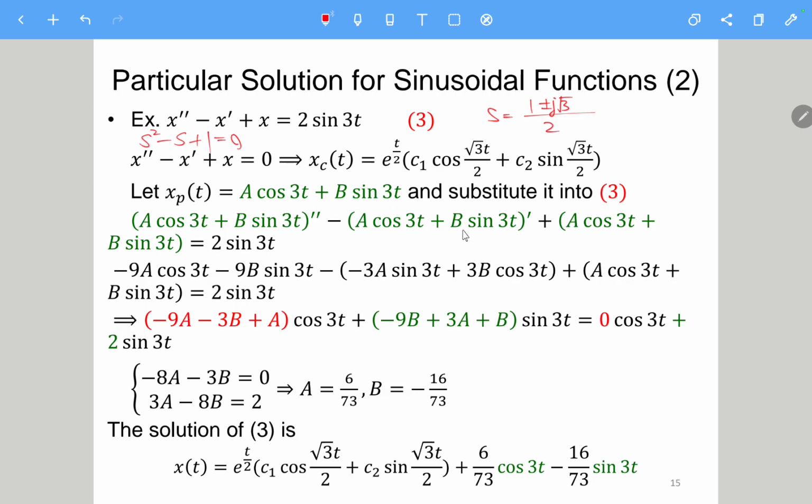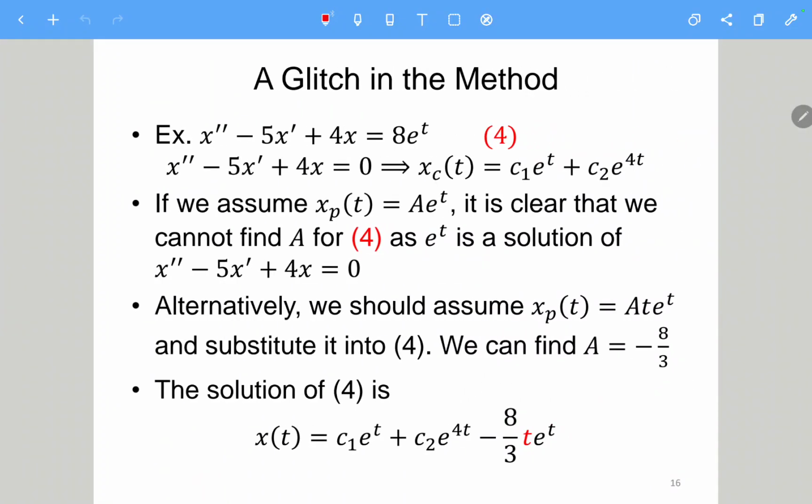So finally, we have the homogeneous solution added with the particular solution with a and b here. So this is the complete solution. Maybe the computation is quite complicated, but just follow the steps and you will get the answer. It may need some practice, then you can become familiar with it.